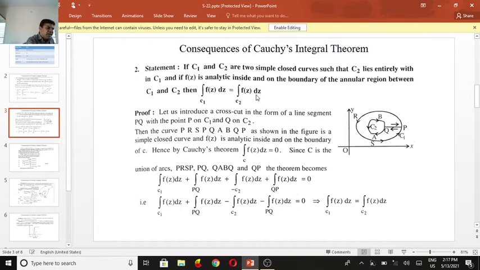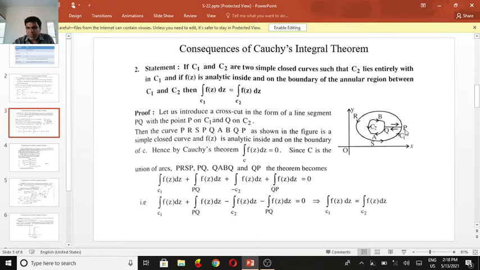Observe, if you take an annular region, C2 lies entirely within C1, but the direction must be observed. We observe the directions of C1. Let us introduce a cross cut in the form of a line segment, the line segment PQ, with the point P on C1 and the point Q on the curve C2.